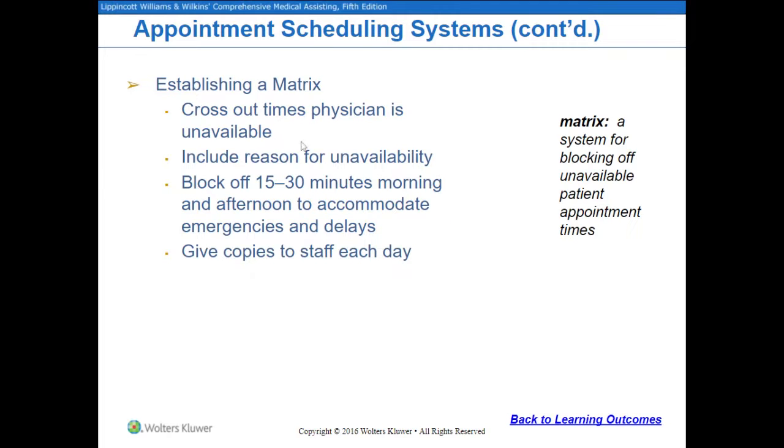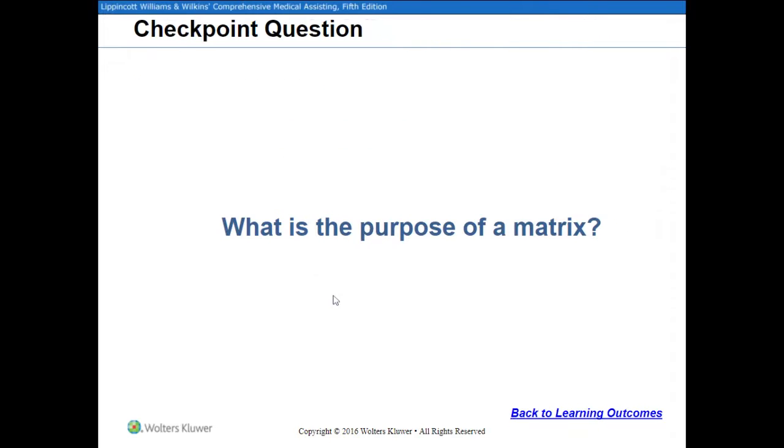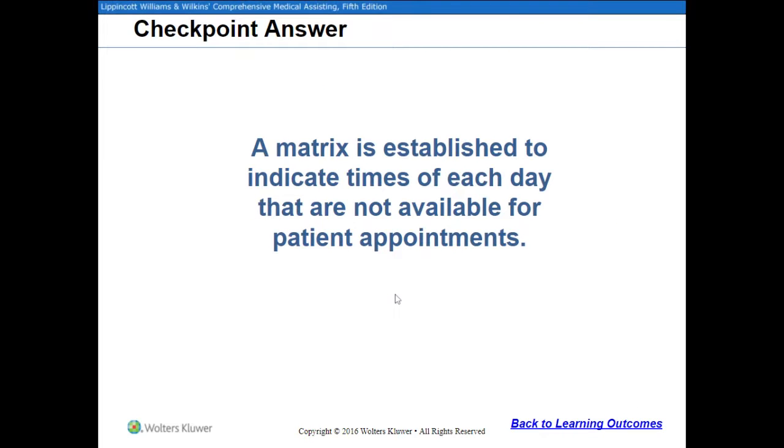And like I said, you want to cross those times out, and then you'll include the reason. So lunch, meeting, off for the day, hospital rounds like we saw in the example. And you also want to make sure each of the staff has a copy of the schedule. The purpose of a matrix: block off unavailable times, okay?